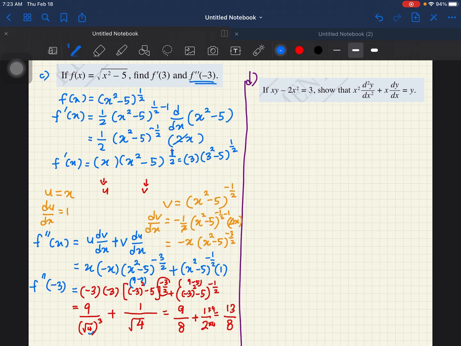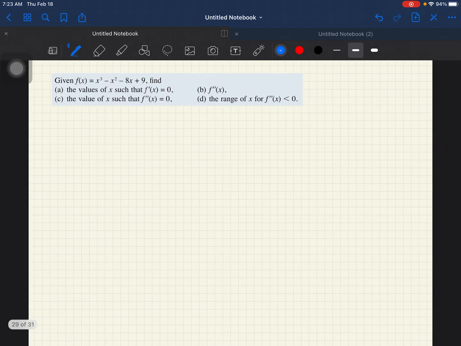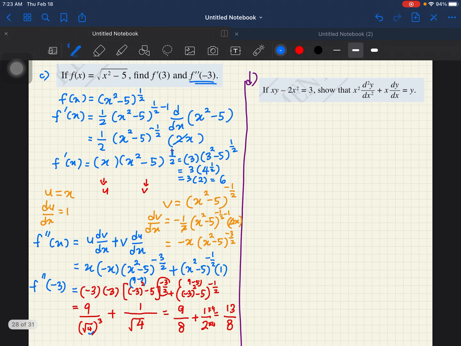Okay. So, this one is 3 kuasa 2, 9 tolak 5, 4 square root. So, this is actually 3 darab 2 sama dengan 6. Okay, as easy as that. Okay, now let's look at D. After this one is easier.